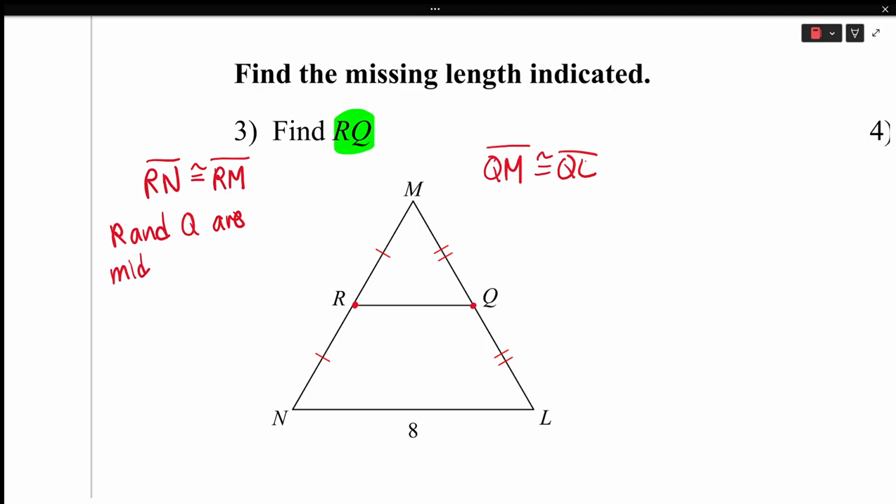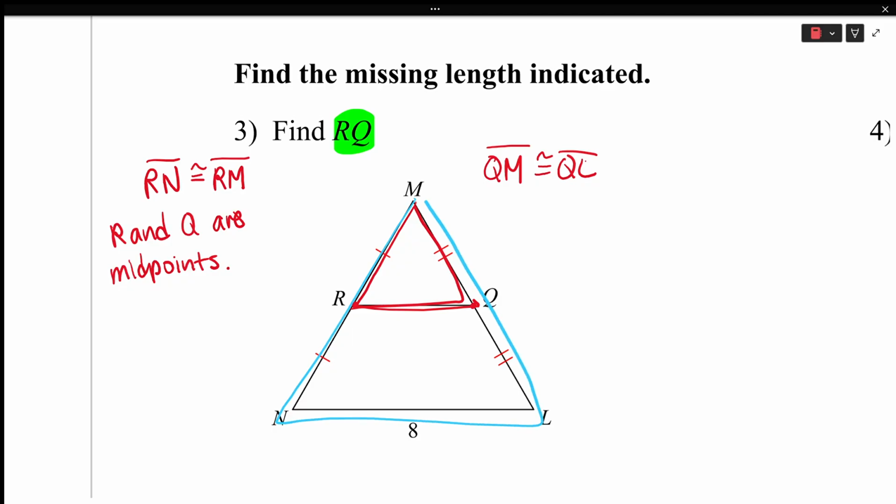Midpoints. So what does that do? If R and Q are midpoints, what can we get from that information? That creates this line right here, and I see this smaller triangle. I see this triangle here. I'm going to color it in red. And then I also see a bigger triangle in blue.